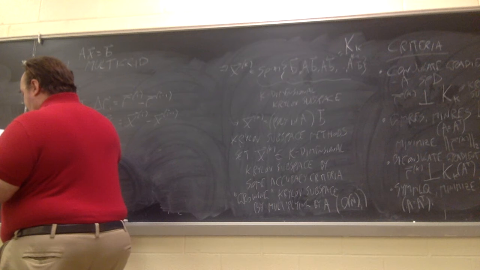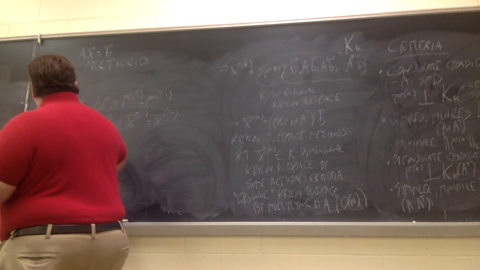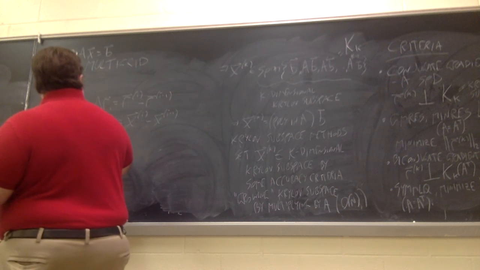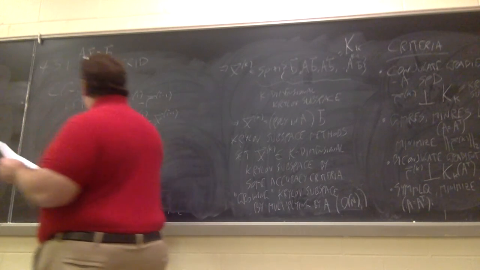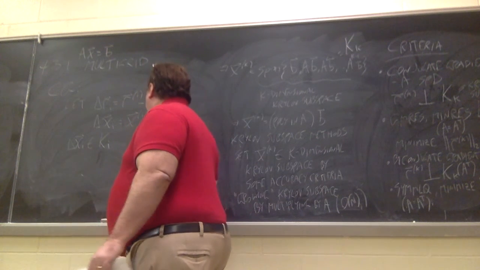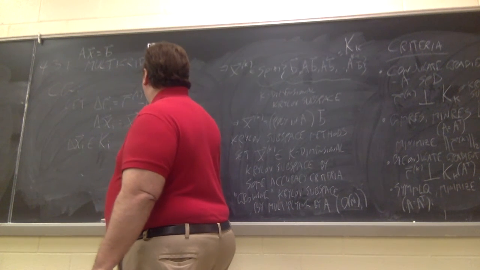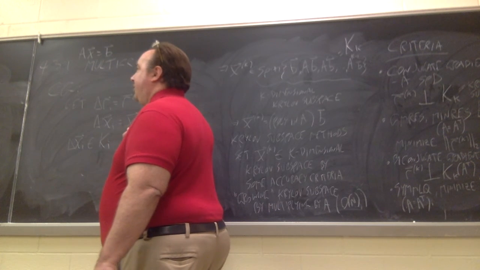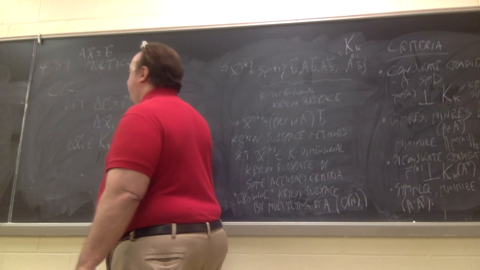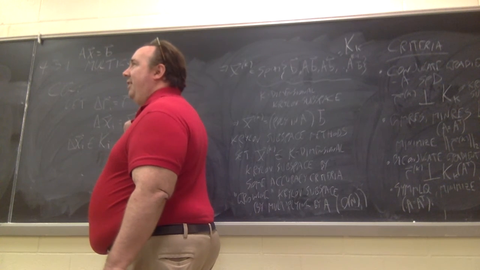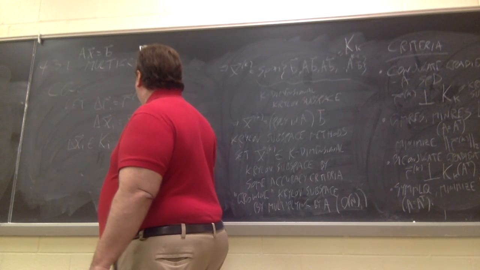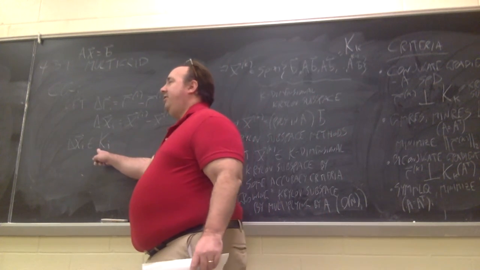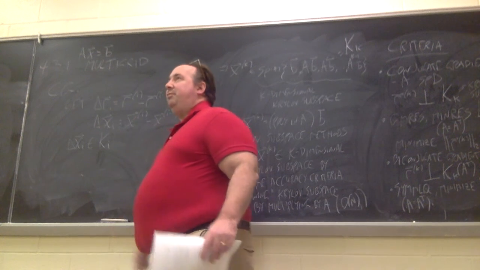So one thing I can say is that delta x_i is a member of the Krylov subspace of dimension i, because this vector is in the Krylov subspace of dimension i minus 1. This is the Krylov subspace of dimension i. But this Krylov subspace is contained within this one. So both of these vectors are really in the Krylov subspace of dimension i, so the difference must be also.